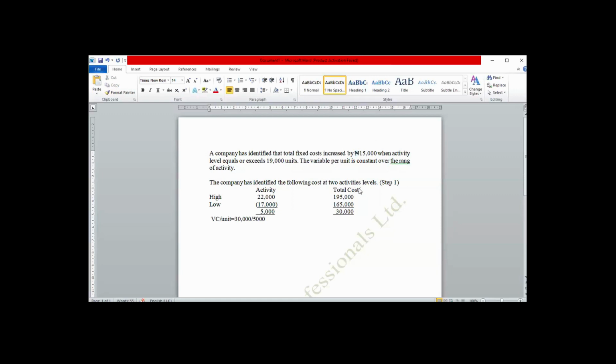What do you have? 6,000? Is it 6,000 or 6 naira? 6 naira, not 6,000. I'm sorry, 6 naira. It's variable cost per unit, so it's 6 naira per unit. Thank you.